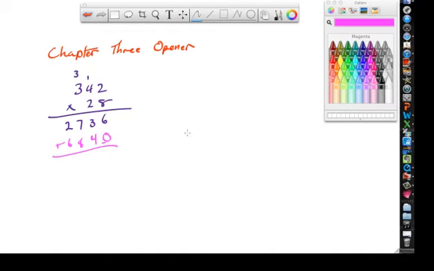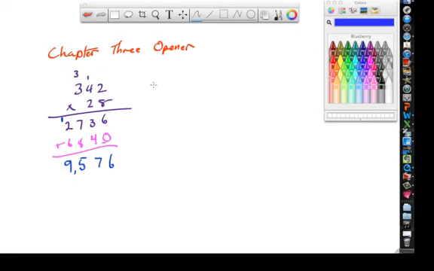And then we add. 6 plus 0. 3 plus 4, 7 plus 8. Now here we have to carry again. We have to carry that 1 to the next place value, which happens to be the thousands place. 2 plus 6 is 8, plus that 1 is 9. So 9,576 should be our answer.